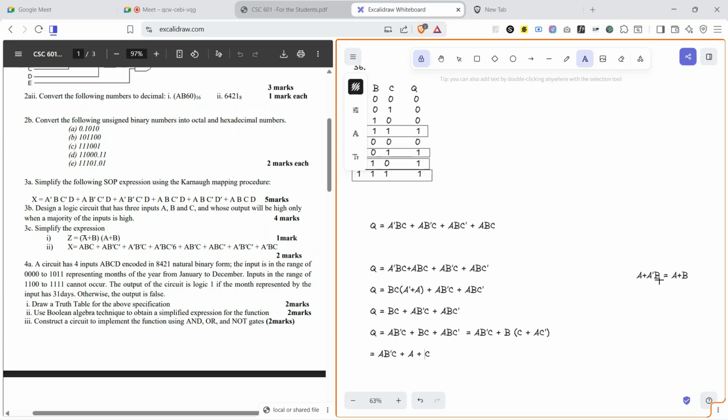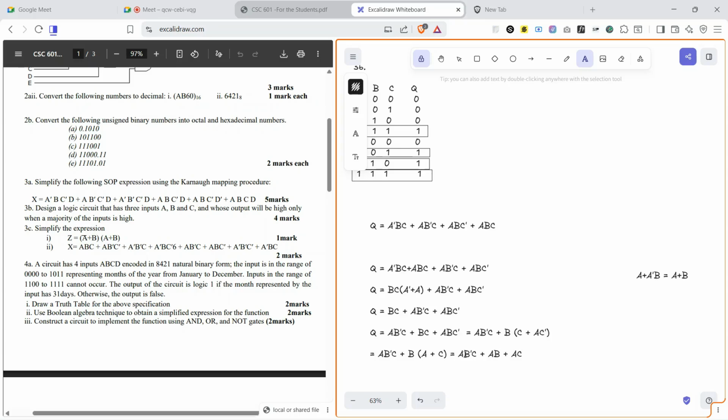That's what we have inside, B into A plus C. What we have inside would be A plus C. So this will be equal to A bar BC plus AB plus AC.